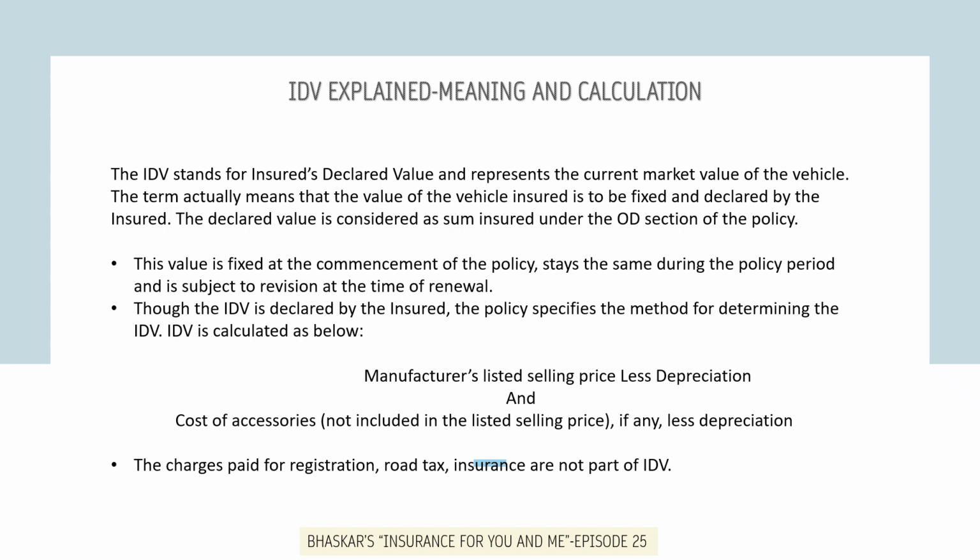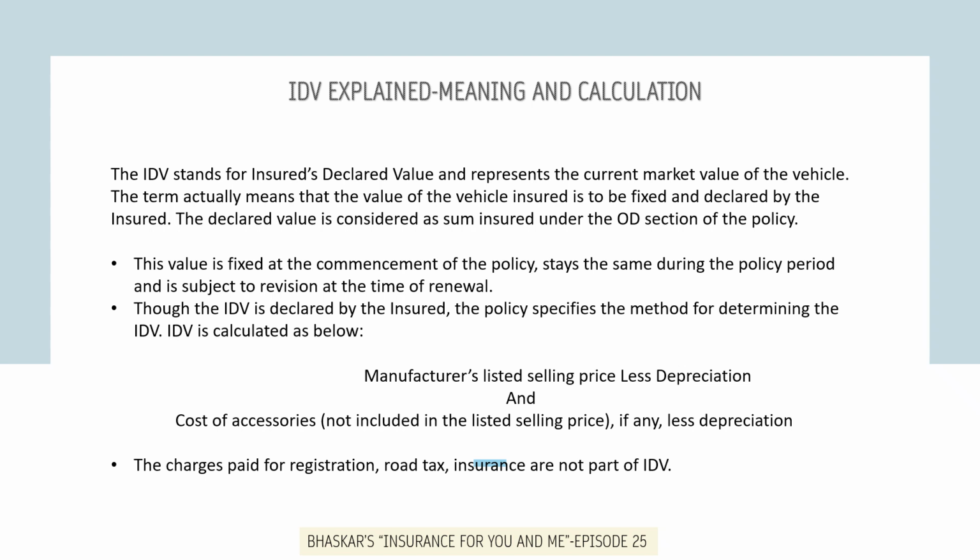The term IDV actually means that the value of the vehicle insured is to be fixed and declared by the insured. The declared value is considered as sum insured under the OD section of the policy. This value is fixed at the commencement of the policy. It stays the same during the policy period, and it is subject to revision at the time of renewal. Though the IDV is declared by the insured, the policy specifies the method for determining the IDV.